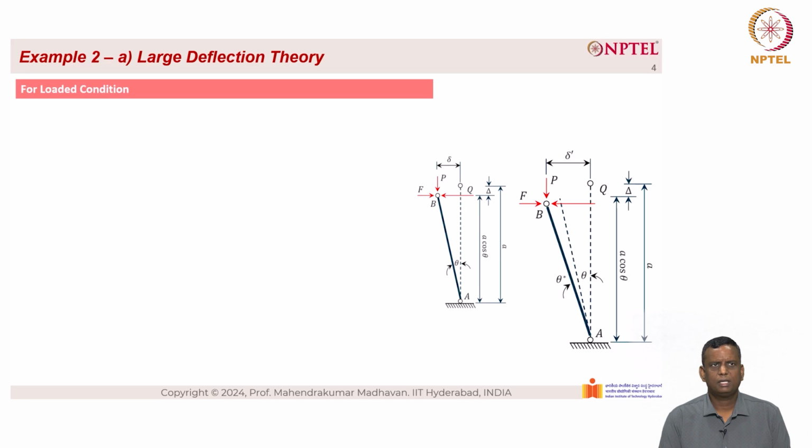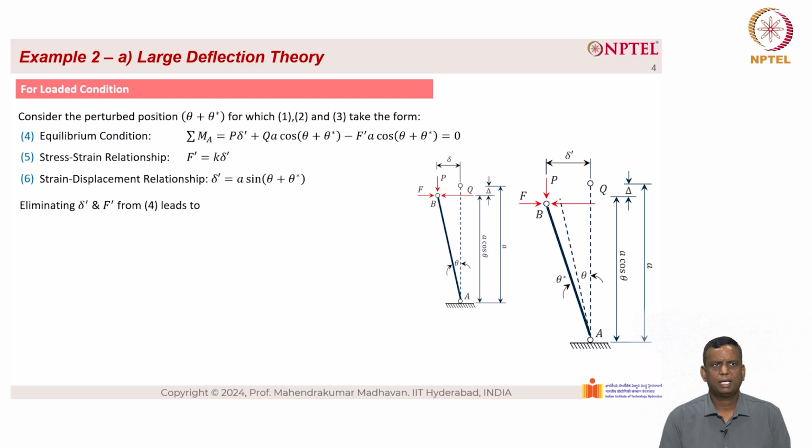Now for loaded condition, again we have to consider the limit state of stability. In order to achieve the limit state of stability, we have to use the perturbation technique. Perturbation technique is an additional load that is applied to the structure when it is in a loaded condition by displacing it further slightly away from its stable position, which is theta star. So consider the perturbed position theta plus theta star, for which 1, 2 and 3 take the form. So the 4 is the equilibrium equation: sigma MA equal to P delta dash plus QA cos of theta plus theta star minus F dash A into cos of theta plus theta star equal to 0.